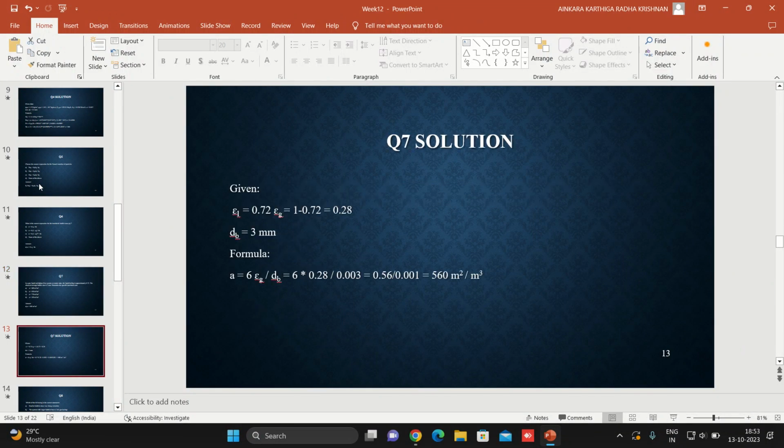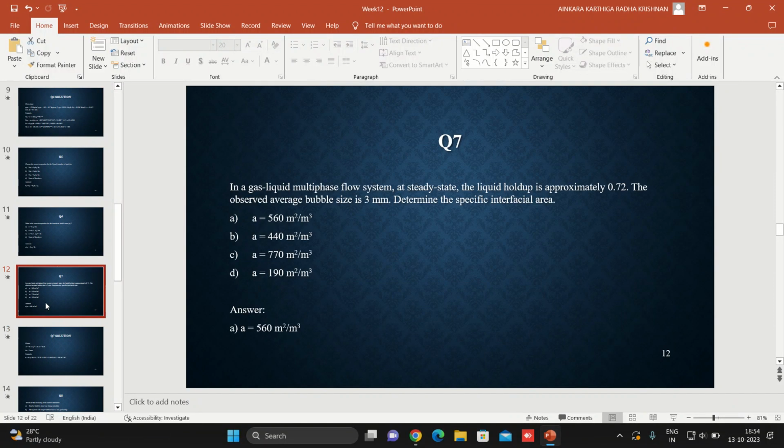So how did we find out? We use the formula 6 into epsilon G by dB. Here the thing to be noted is epsilon G, that is gas holdup, is used in the bubble interfacial area formula. In order to find out epsilon G, we are given the liquid holdup, epsilon L, which is 0.72. So epsilon G is 1 minus epsilon L, which is 0.28. The diameter of the bubble is given as 3 mm. After that it is a direct substitution in the formula, A is equal to 6 into epsilon G by dB. So epsilon G is 0.28 and dB is 0.003 meter. Putting everything in, we get 560 meter square per meter cube, which is option A. Option A is therefore the right answer.